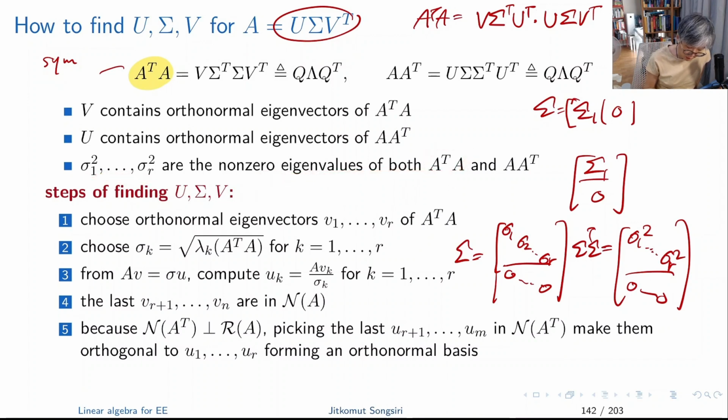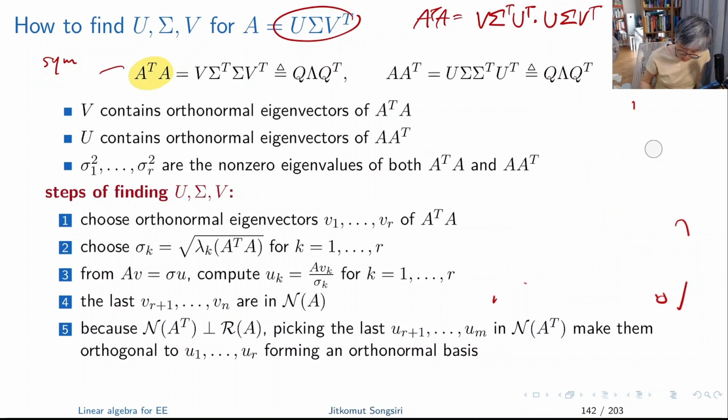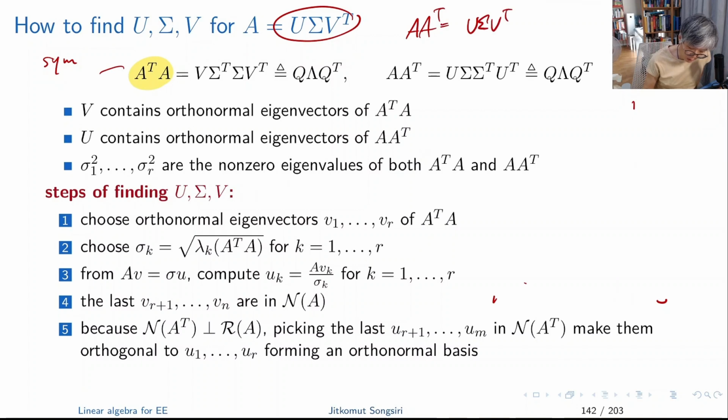Okay, so this is the first step. Now let's explore A transpose. We do the same thing. A transpose is going to be U sigma V transpose transposed, which is V sigma transpose U transpose. And because V is orthogonal, this is I, and then you get this matrix.